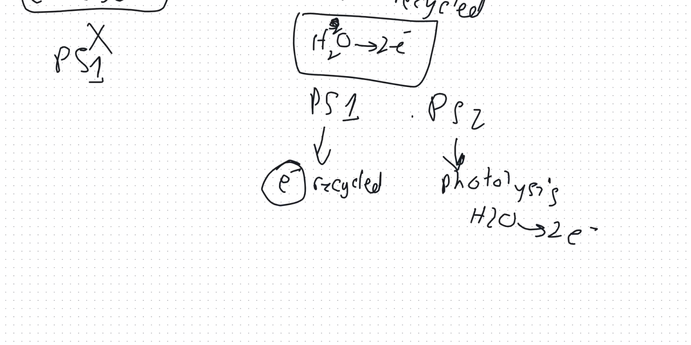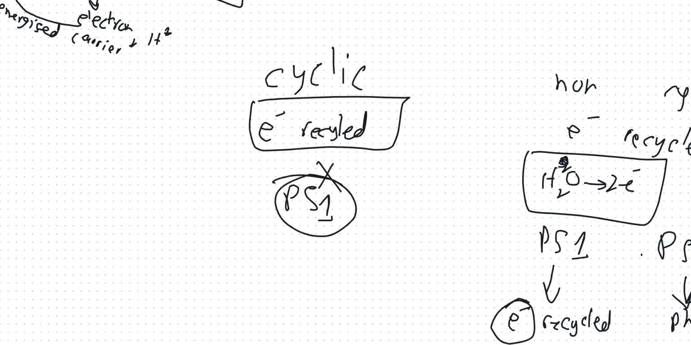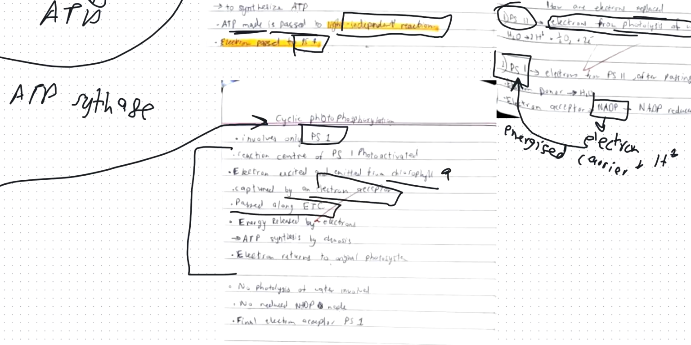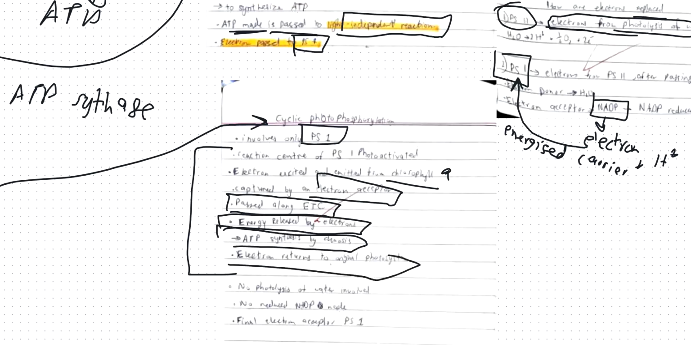But remember, cyclic only involves photosystem 1. So this was cyclic photophosphorylation. It only involves photosystem 1. Everything else is the same. So electrons are excited in the chlorophyll A and then captured by electron acceptors. Basically, electrons then pass along the electron transport chain. Energy is released by the electrons. ATP is synthesized by chemiosmosis, and electrons return to the photosystems where they get re-energized.